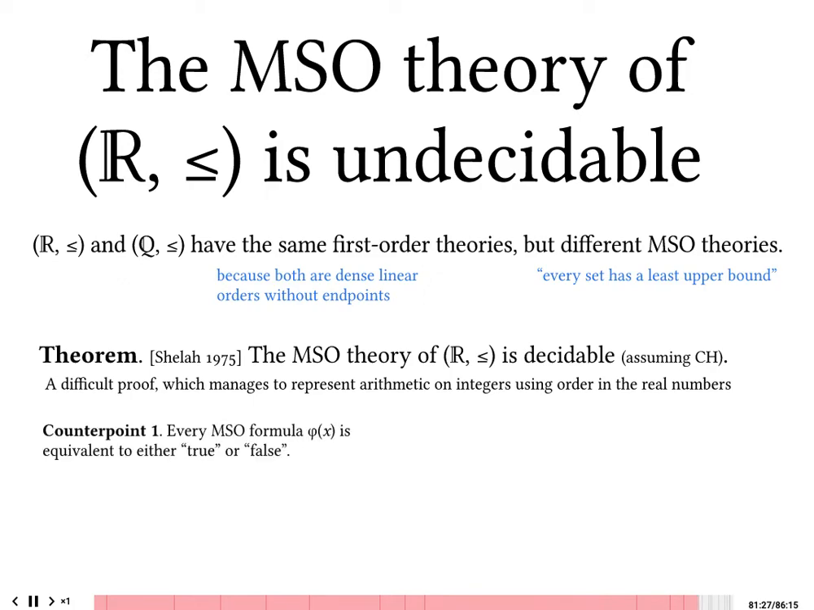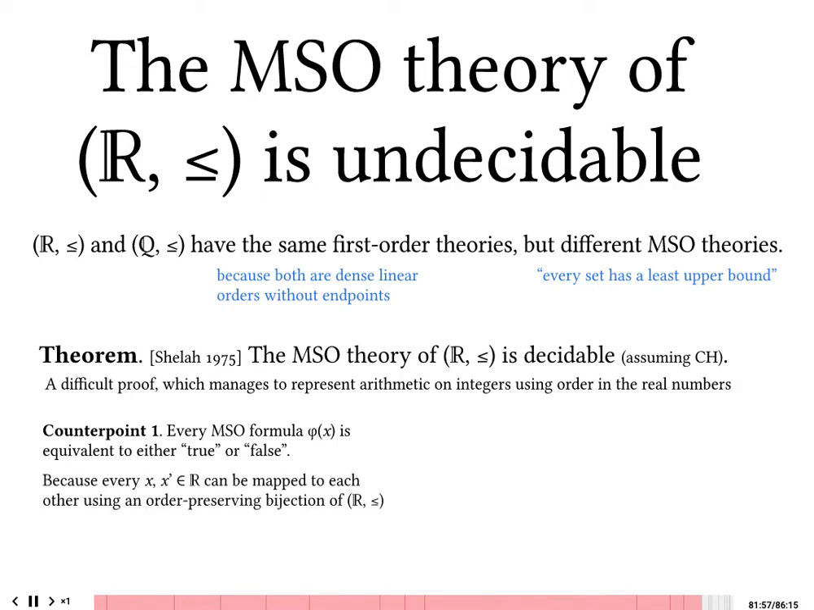Now, this is a bit strange because if you try to extract any arithmetic from the real numbers with order, it would be very hard to do. So here is at least a witness of why it should be hard. Consider an MSO formula over the real numbers with order. We have just one free variable that's first order. What properties of a real number can you express? Well, actually, really nothing. You can just say true or false.